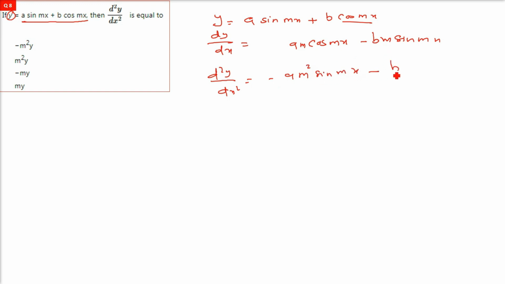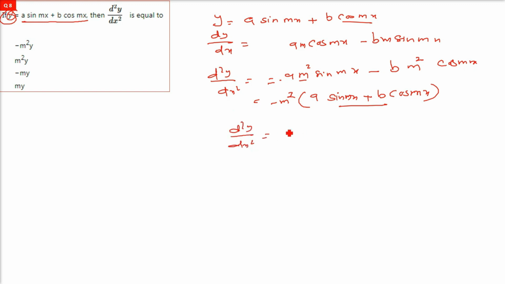Then we have b m sin mx will be cos mx. Again, m will come, so m square will be there. So what we will do here is take negative m square outside. That is common. When you take minus m square outside, it will be a sin mx, because negative we have taken. So a sin mx plus b cos mx will be inside. So what is this? This is nothing but y. So we have d2y by dx2 is equal to negative m square y. So this is your solution.